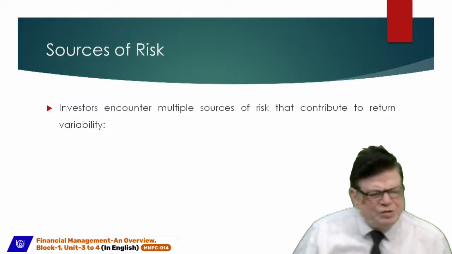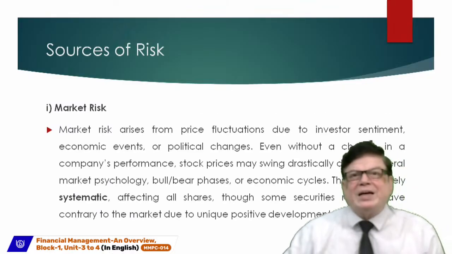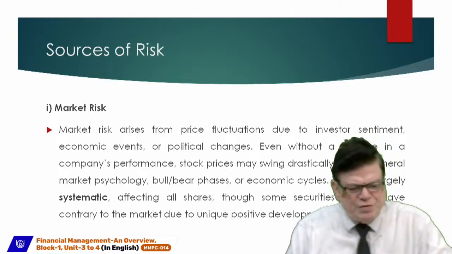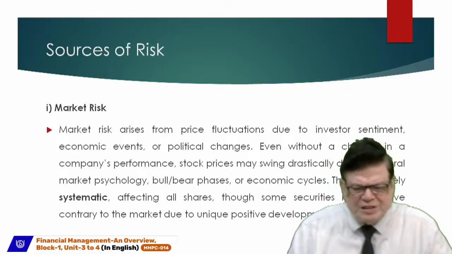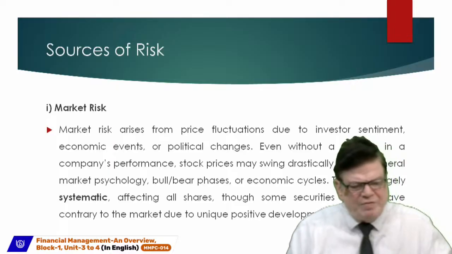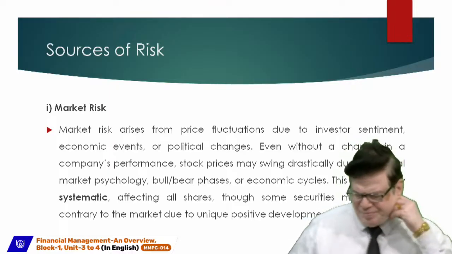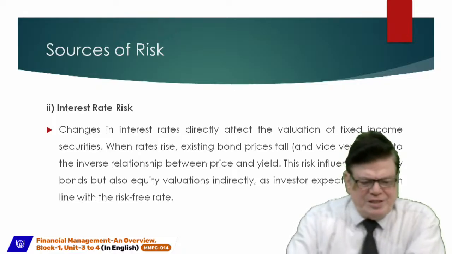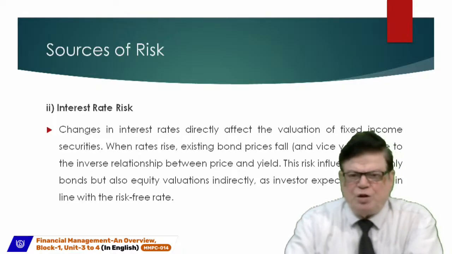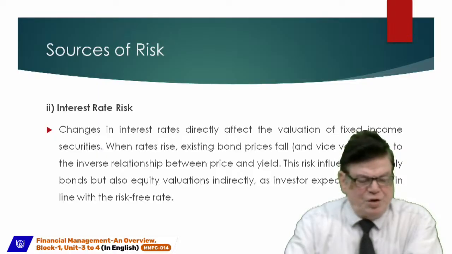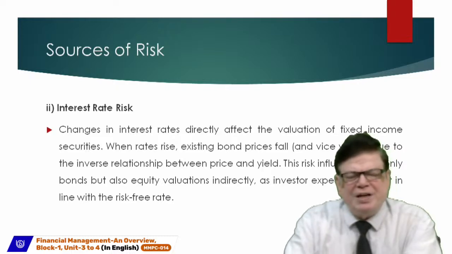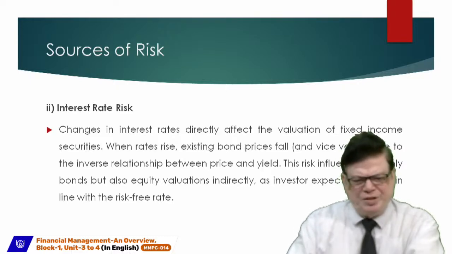The first is market risk. Market goes up and down. Market risk arises from the price fluctuations due to investor sentiment, economic events or political changes. Next is interest rate risk. Changes in interest rates directly affect the valuation of fixed income securities. When interest rates rise, people sell the securities. When interest rates decrease, people buy the securities.